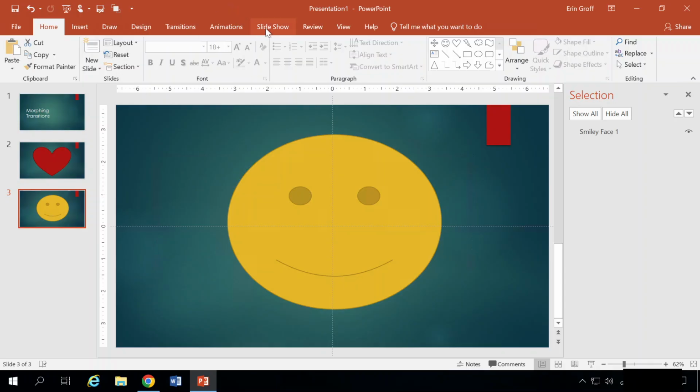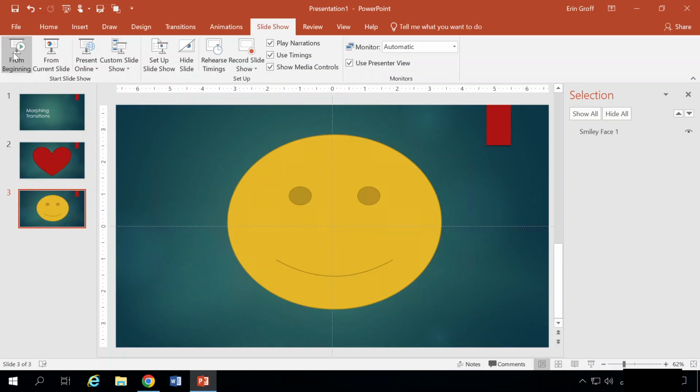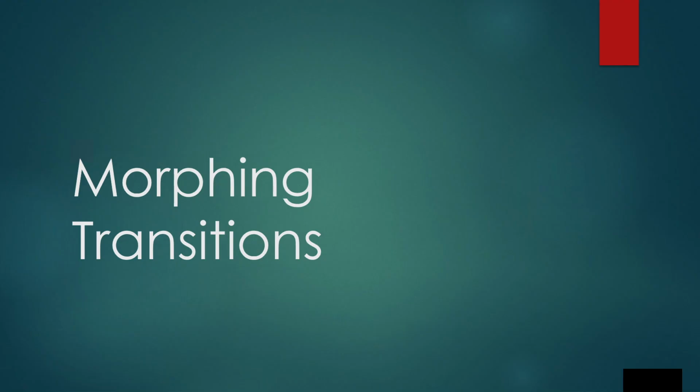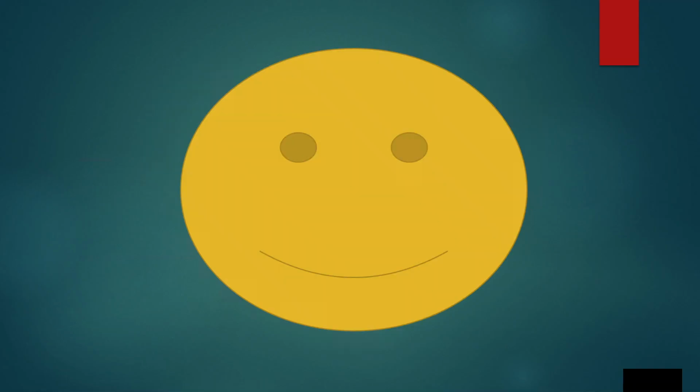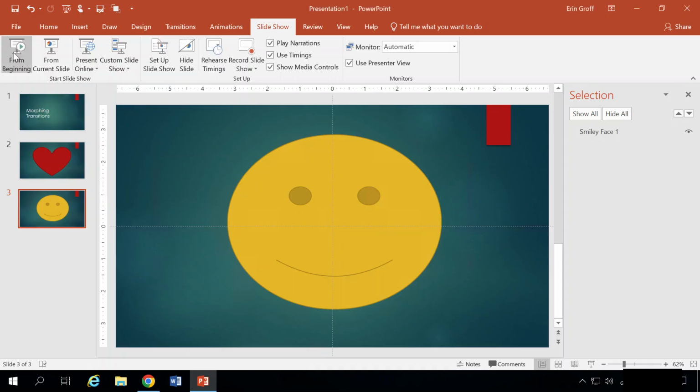Now, if I were to play this slideshow out from the beginning, again, I just have my title slide, click through, I come to my heart, it's just still on the slide, and I have no transitions applied, so when I click to the third slide, again, the smiley face is just there on the slide. There's no transition, nothing happening, no movement. Now, with the morph transition, I can morph this heart into this smiley face. So it's like a very clean morphing transition.